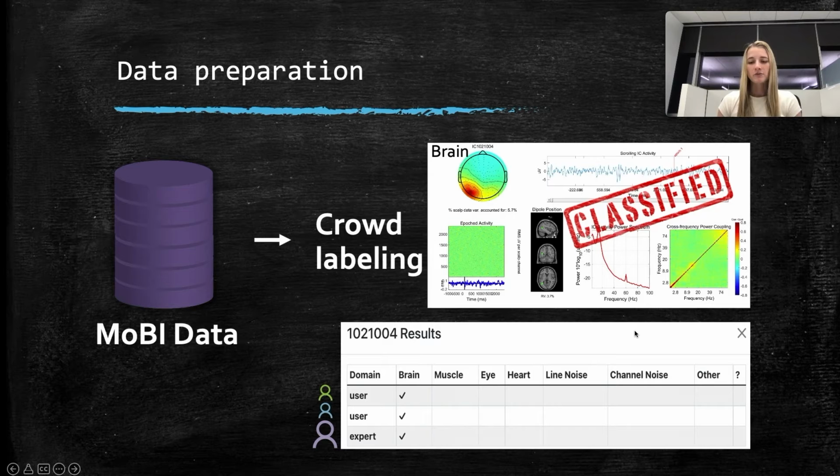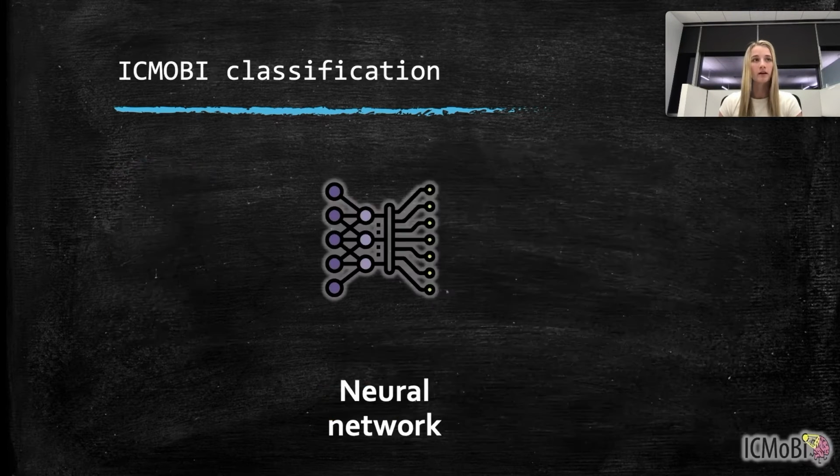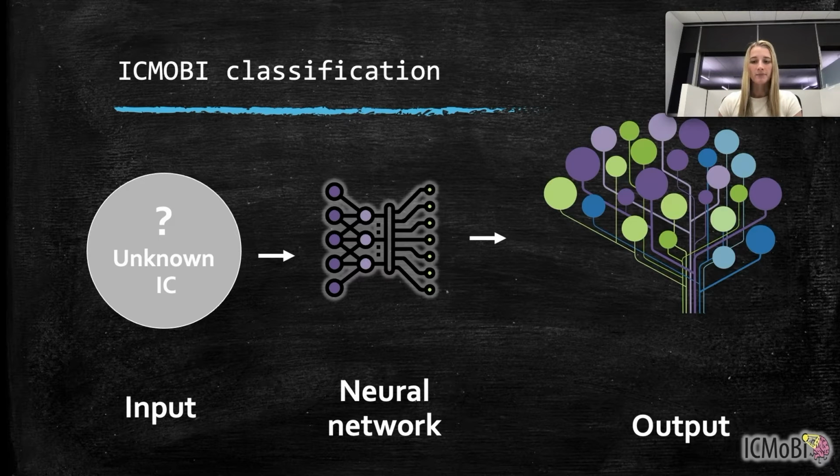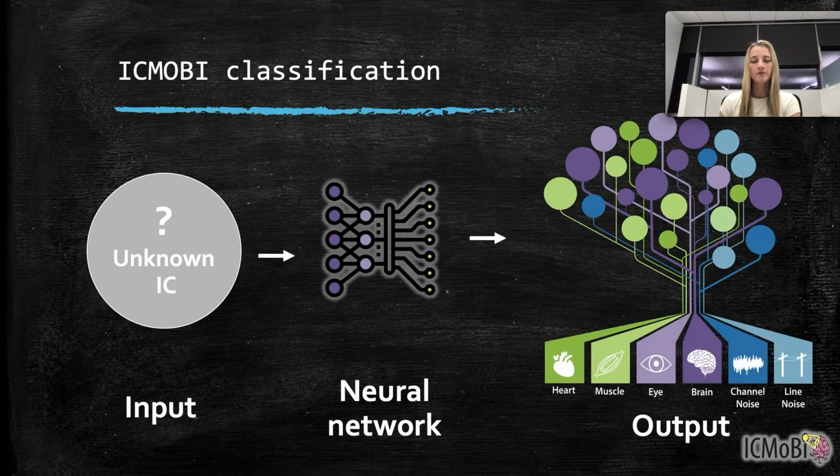We are collecting crowdsourced label suggestions to provide training labels for a subset of independent components that will be used to train a neural network. After we train a neural network to recognize patterns in MoBI data, we can use this model to automatically classify brain, muscle, and other types of ICs. And we intend to eventually integrate this model into EEGLAB so it can be easily applied to any MoBI dataset.